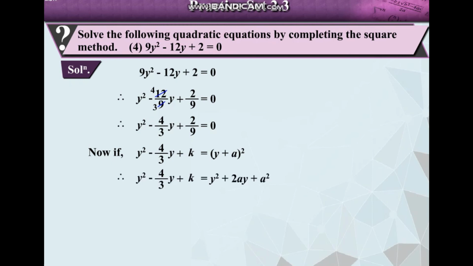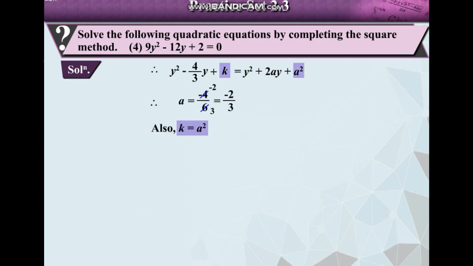Therefore, y square minus 4 upon 3y plus k is equal to y square plus 2ay plus a square. Comparing same terms, we get minus 4 upon 3 is equal to 2a. Therefore, a is equal to minus 4 upon 6, which is equal to minus 2 upon 3. Also, k is equal to a square. Therefore, k is equal to minus 2 upon 3 the whole square, which is equal to 4 upon 9.